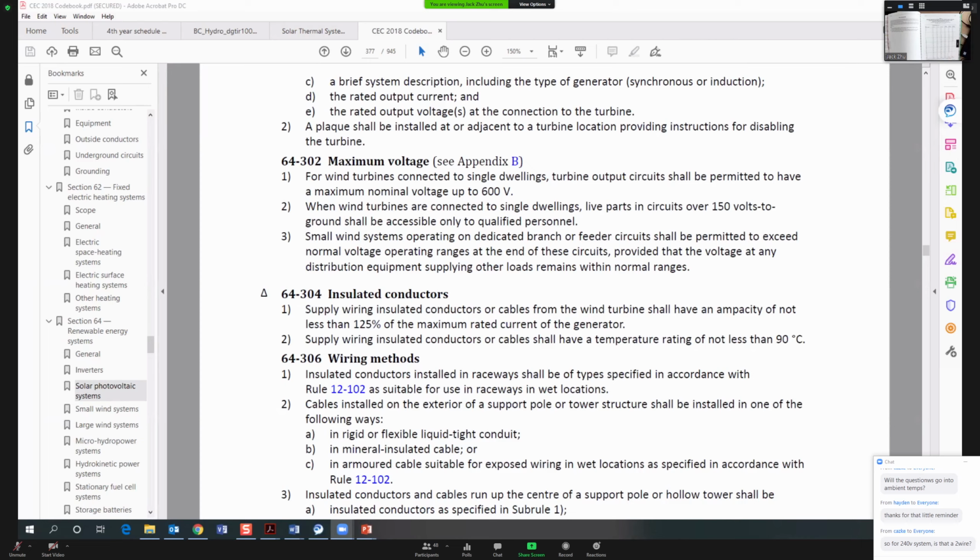And you can have 240 volt 3-phase. It's pretty common in industrial. You have a 240 volt 3-phase on-ground 3-phase system.